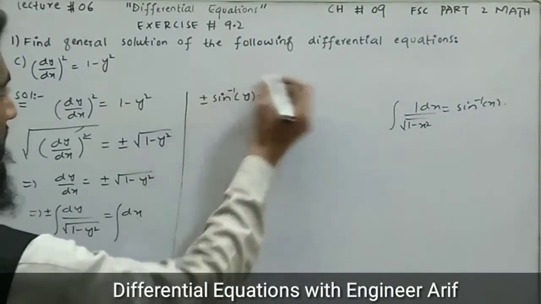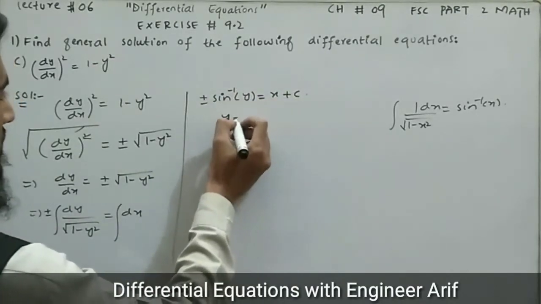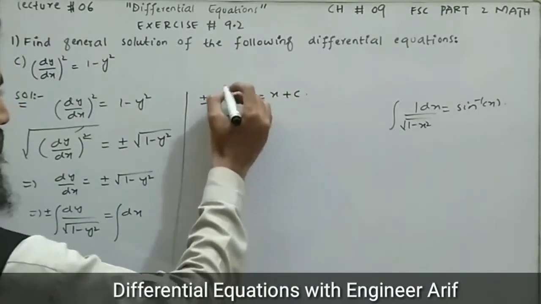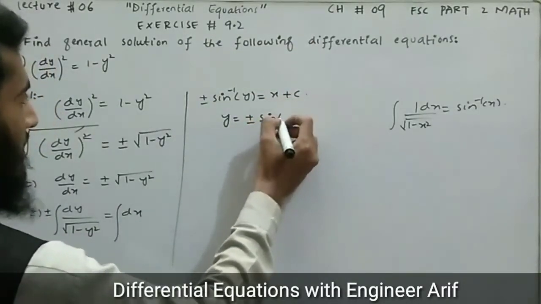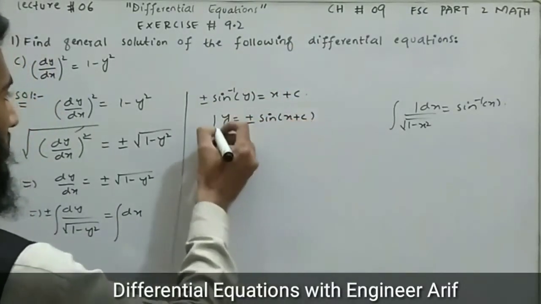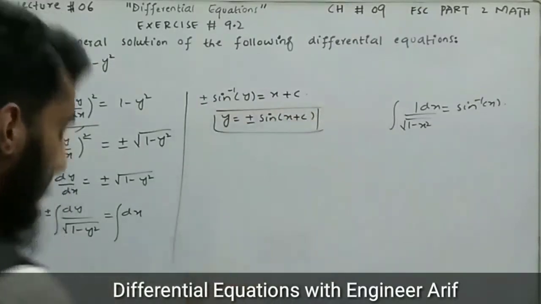Shift this value to the right hand side, so we are just left with y. So y will be equal to plus minus, over here it is sine inverse, so by shifting to the right hand side it becomes sine of x plus c. This is the required general solution.